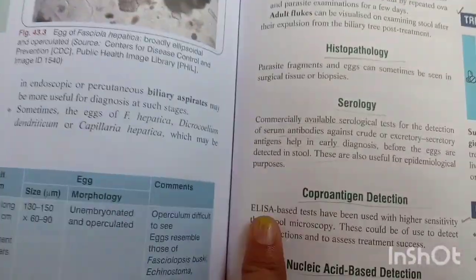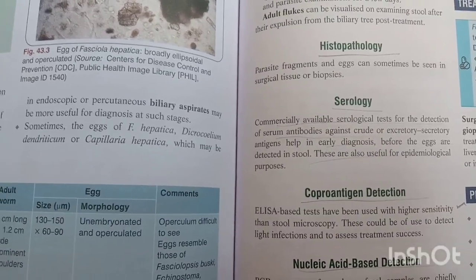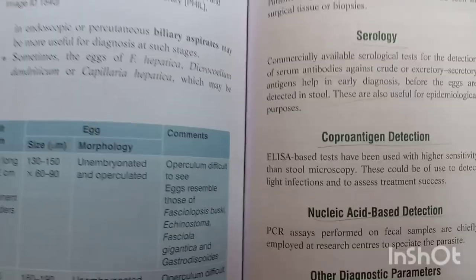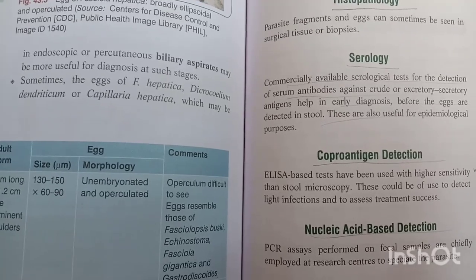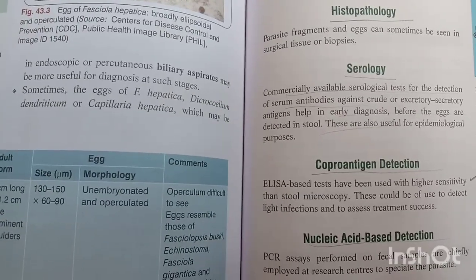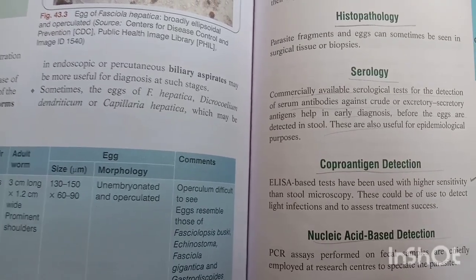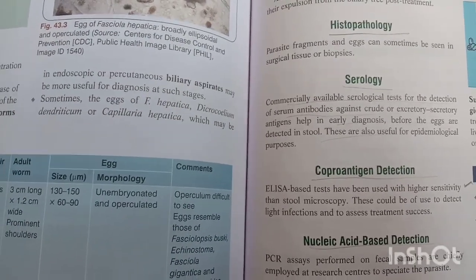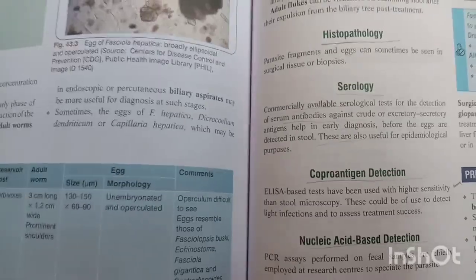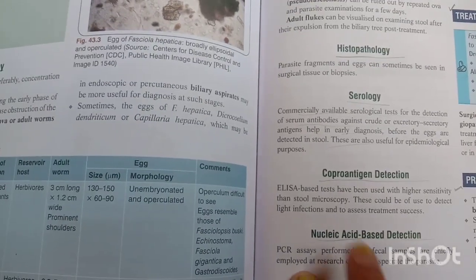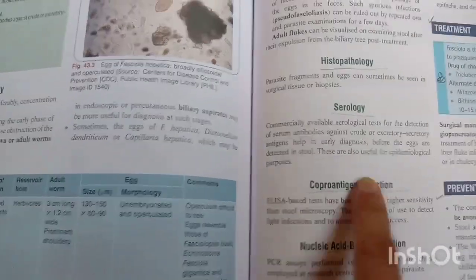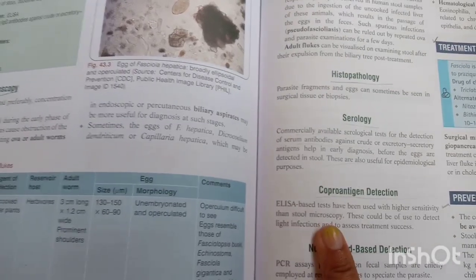Okay, next we have the histopathology. Histo means tissue. So parasite fragments and eggs can sometimes be seen in surgical tissues or biopsies. Next we have serology. The commercially available serological tests use secretory antigens, which help in the early diagnosis before the eggs are detected in stool. Next we have the coproantigen detection. In this, ELISA-based tests are used.